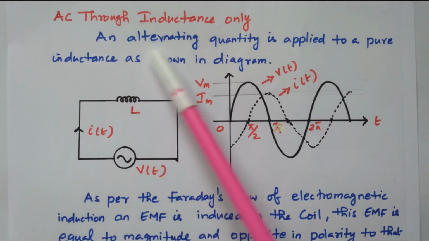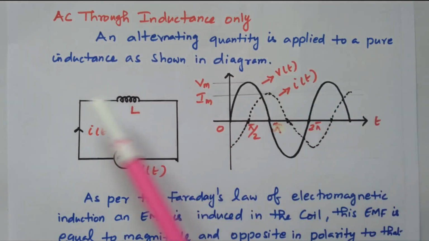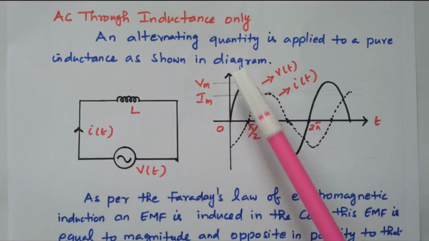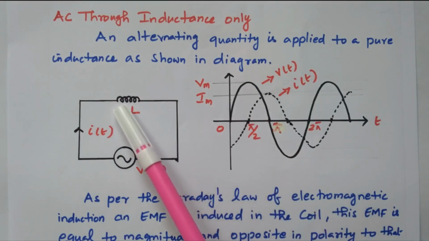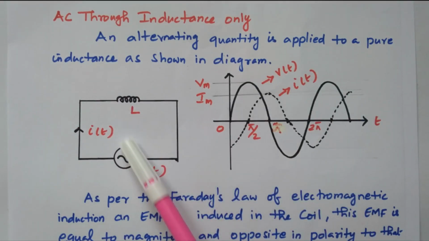Now consider an alternating quantity applied to a pure inductor as shown in the diagram. So the inductor is available, and in that the alternating voltage is applied. V of t is the alternating voltage.